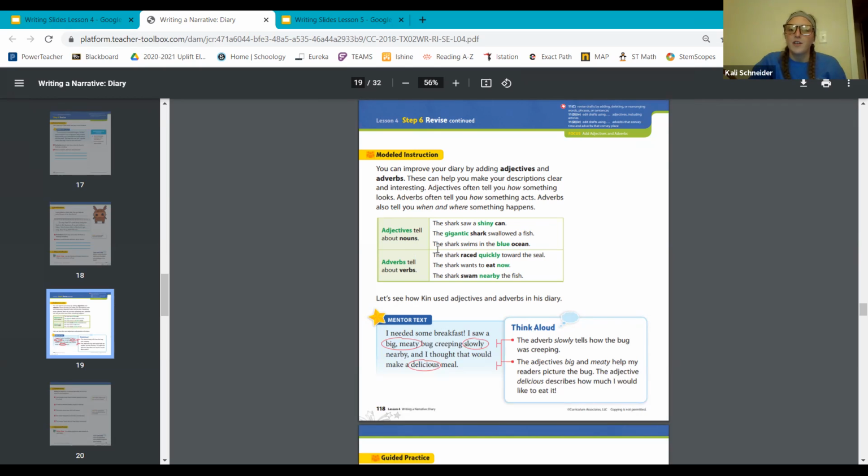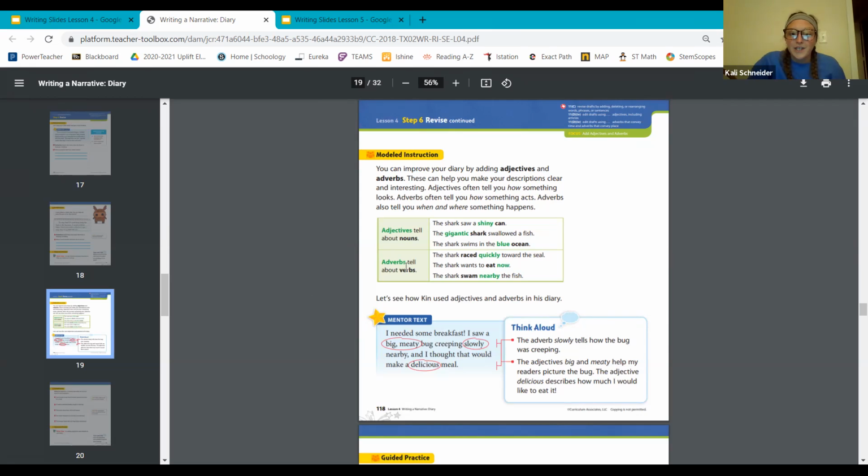And then we have, the shark swims in the blue ocean. Oh, to me that blue, it tells me a lot more. And it makes me picture it, right? Rather than just the ocean. The shark swims in the ocean. Well, cool. What does it look like? Where is it at? What's happening? But the shark swims in the blue ocean. I can draw that. I can see that happening. So it's important for us to add these adjectives.